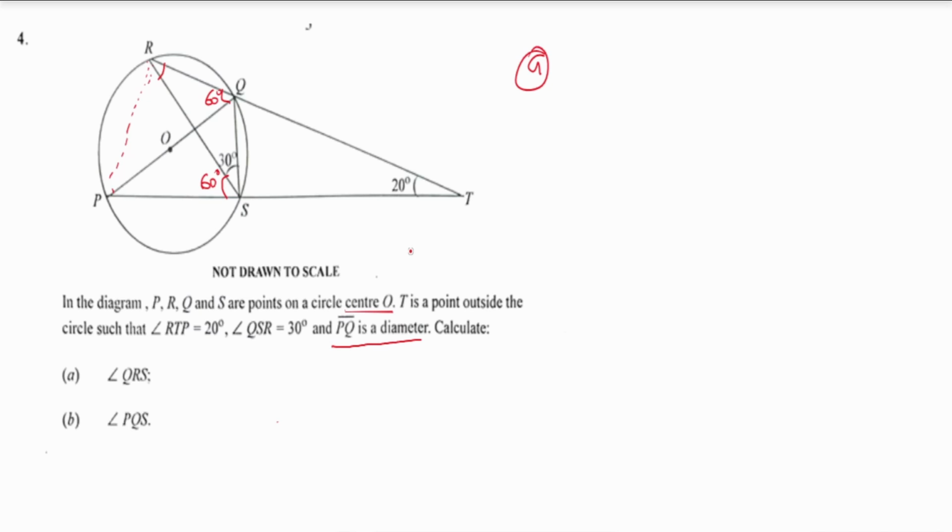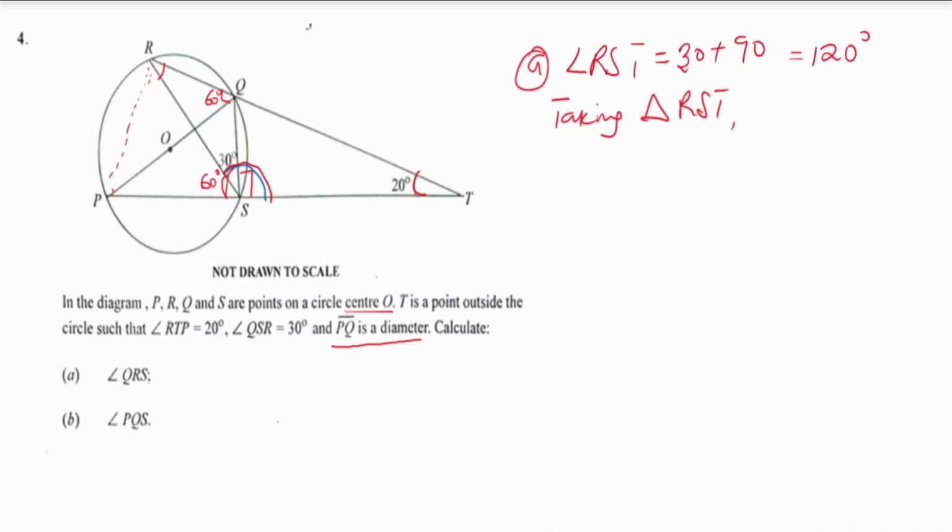Good. Let's continue. PT is a straight line. So if we know angle QSR, which is this, to be 90, it means that this angle here is also 90 degrees. That is as a result of the sum of angles on a straight line, or straight angle, being 180. So if this side is 90, this side will also be 90. So that means that angle RST will be equal to 30 plus 90, which is the whole of this angle here, 120 degrees.